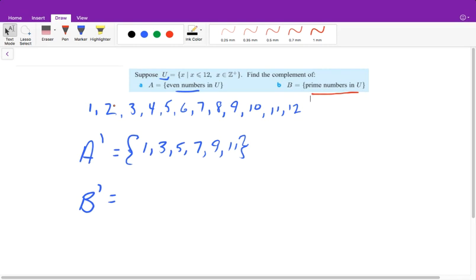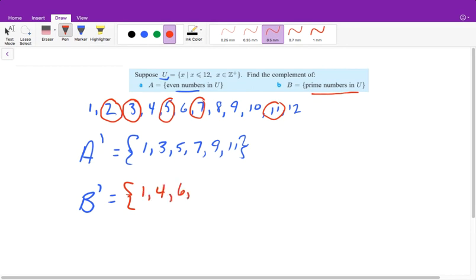So all of the prime numbers in this universal set are 2, because its factors are 1 and itself, 1 and 2; 3, because its factors are itself, 1 and 3; 5, 7, and 11. Right? So those are all prime numbers. So the complement to that would then be 1, 4, 6, 8, 9, 10, and 12. Right? 1 is not considered a prime number, so that will be in our complement to this set here.